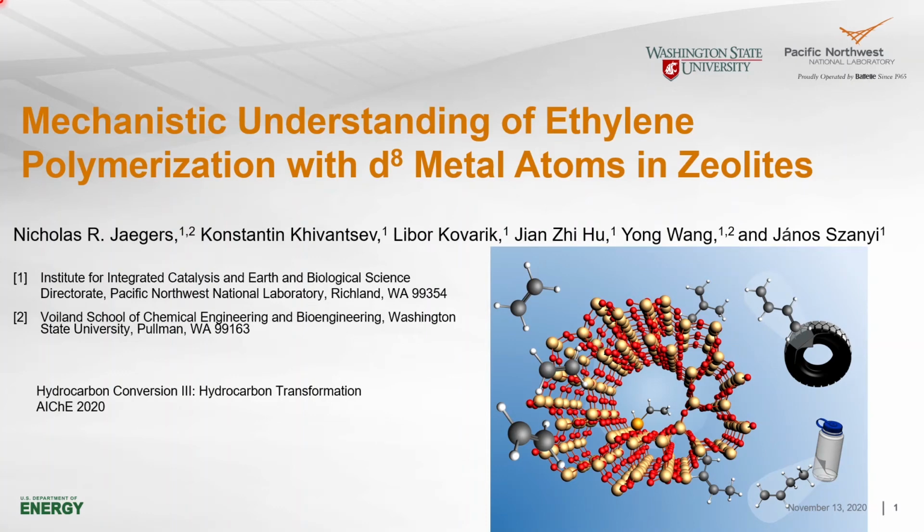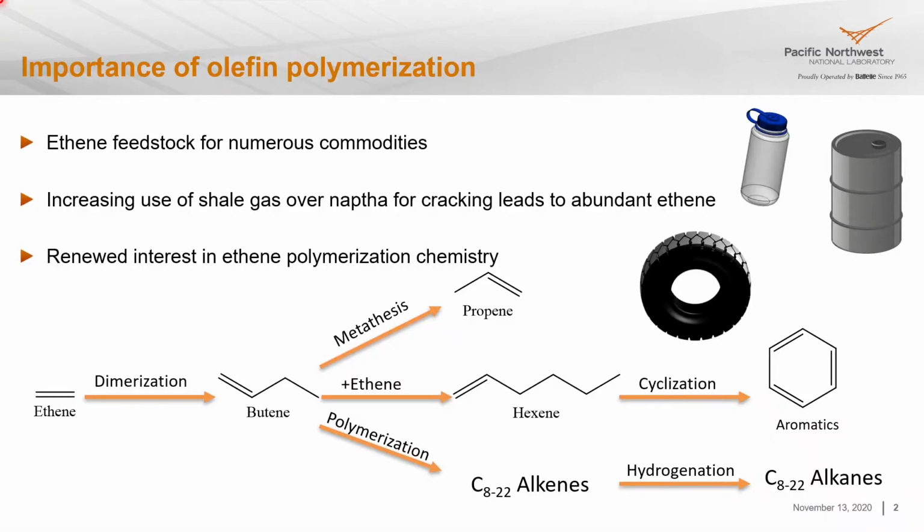Hello. Today I'm going to be sharing with you our group's efforts to understand the mechanism of ethylene polymerization using d8 metal atoms supported in zeolites. Ethylene polymerization is of interest due to its use as a feedstock for a number of commodities. For example, it impacts industries such as plastics, petrochemicals, and rubbers.